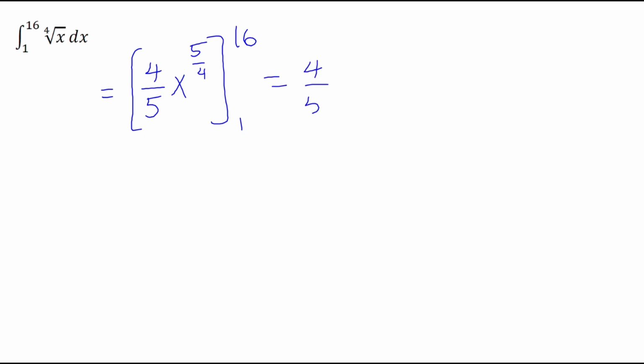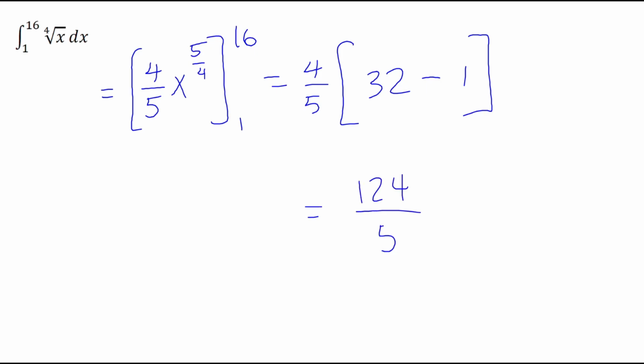So 4/5 times 16 to the 5/4 minus 1 to the 5/4. 16 to the 5/4: if you 4th root 16, you just get 2. And then if you raise 2 to the 5th power, you get 32. And then 1 to any power is just 1. So we have 4/5 of 31. Well, 4 times 31 is 124. So our final answer there is 124 over 5.